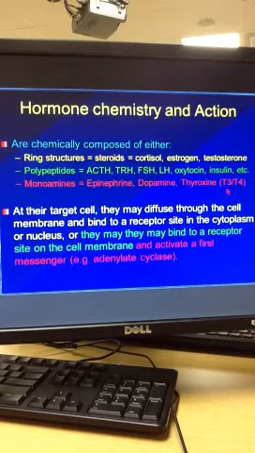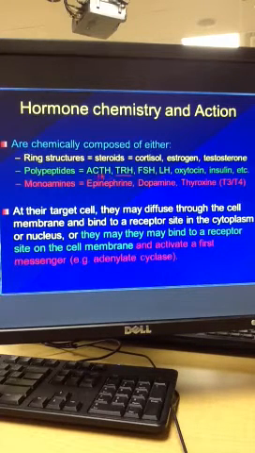There are a number of steroidal type hormones that are formed from cholesterol. There are others that are formed from amino acids, and they can be as few as 3 amino acids. For example, TRH, thyrotropin releasing hormone, is only 3 amino acids long. Some of them can be upwards of 160, 180 amino acids, and those are called proteins.